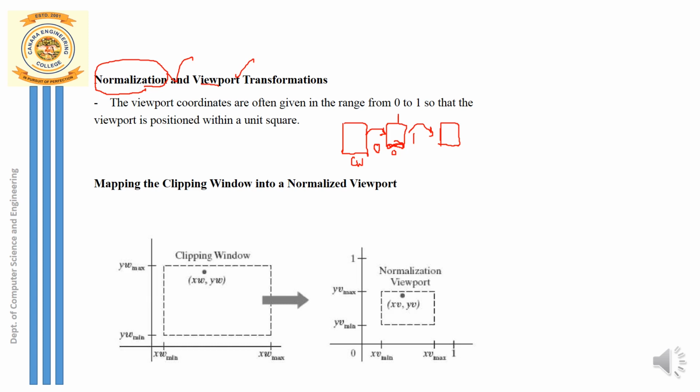Now we will see how to do this with the help of matrices. First, mapping the clipping window onto the normalized viewport. So how is this first stage done? Clipping window to normalized viewport. You just see here, I have a clipping window represented within the world coordinate system. And you can see here the boundary of the clipping window: the lower left corner is x w minimum. W represents the world coordinate system.